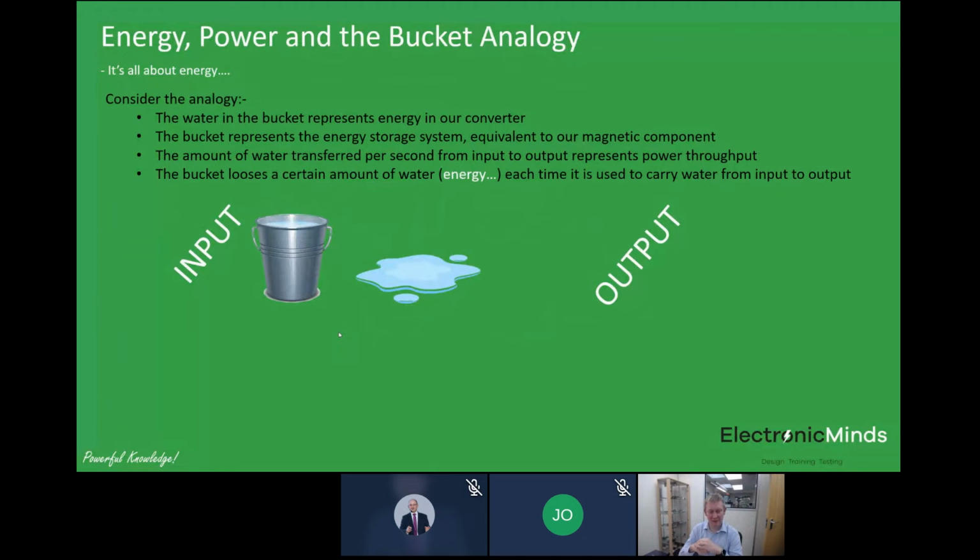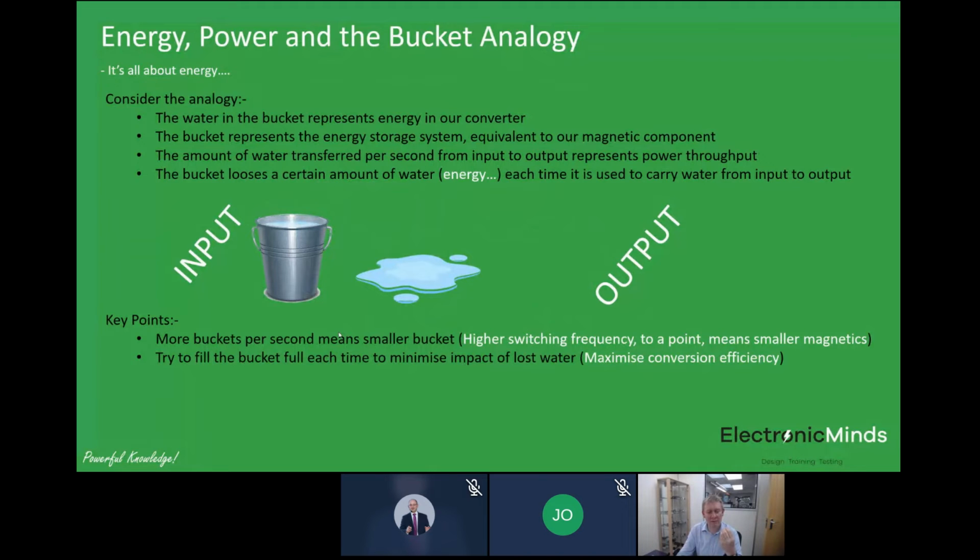The reason I quite like this analogy is there are a few key points you can then conclude from that. Firstly, if you can transfer more buckets per second of water from input to output, it means you get away with a smaller bucket. And the direct correlation to that in the world of a power converter is that if you run at a higher switching frequency, then to a certain point, you can make your passive power components, particularly the magnetics, smaller, so you get better power density.